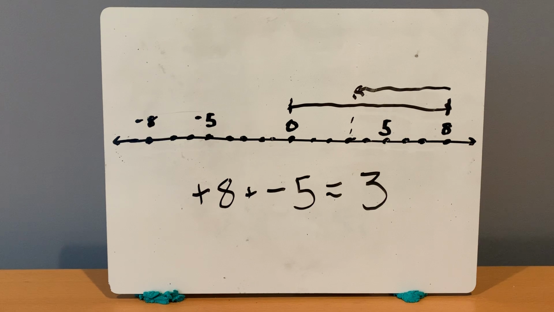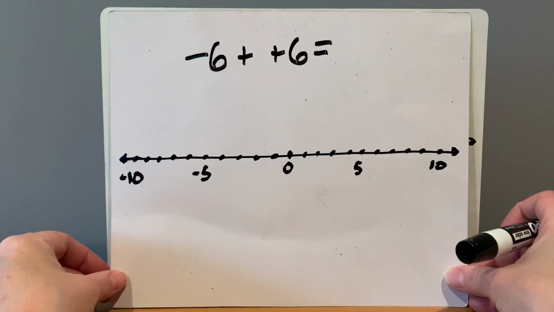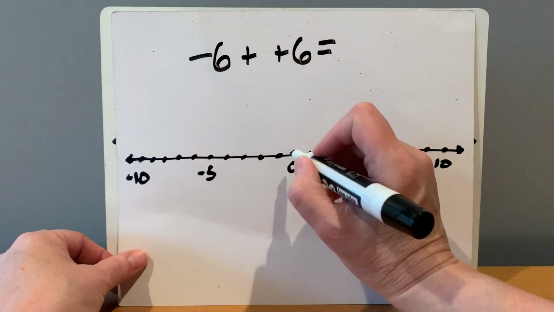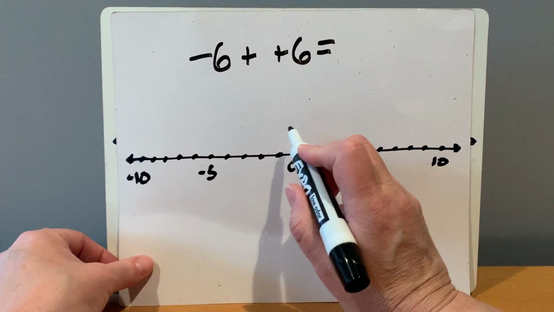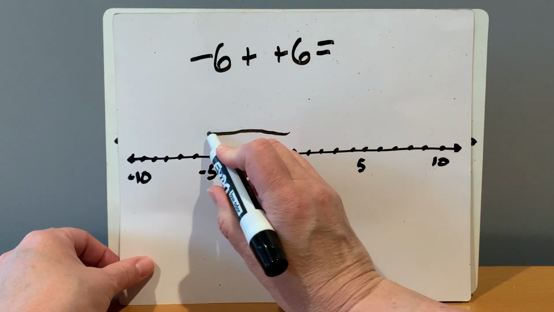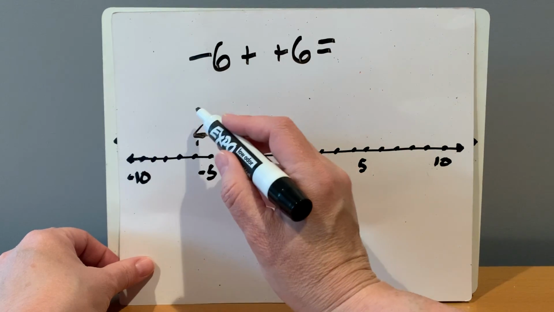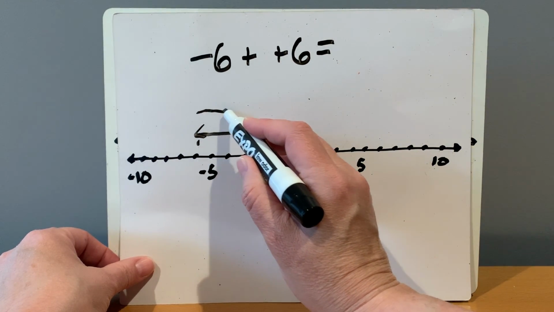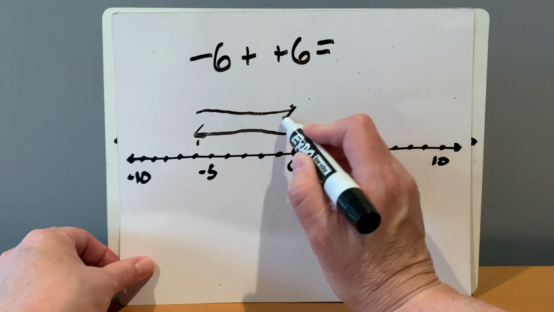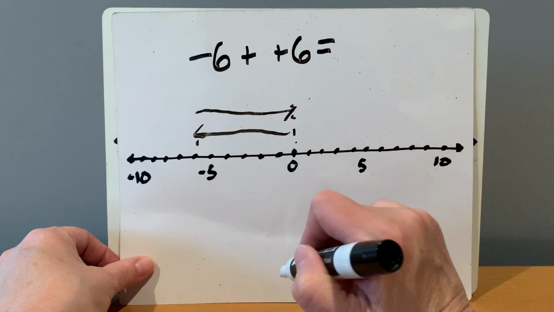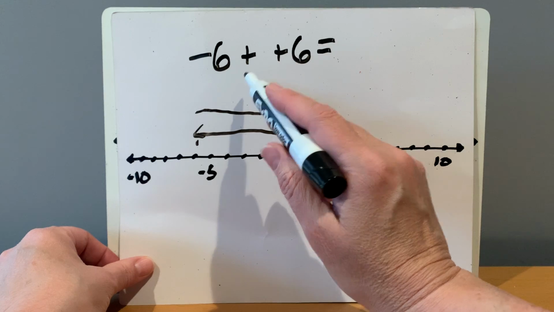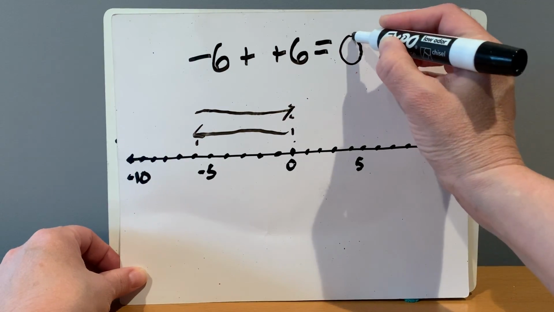Now we're going to do -6 plus +6. Now again, we're going to start at 0, and we are going to travel 6 to the left because it is negative. So we will travel to -6. Then we are going to add 6. So we are going to start where we left, and we are going to travel to the right because it is positive. And we see that we end up at 0. It's -6 plus +6 equals 0.